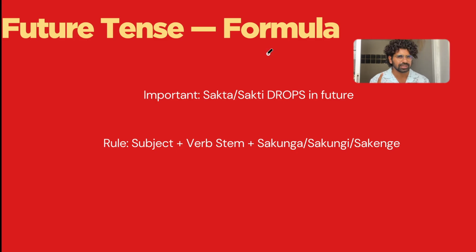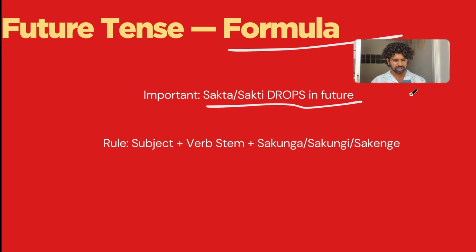Now we have future tense, right? Okay. So we need to know what is the formula for future tense first, right? So let's look at what is the rule and what is the formula. So important that sakta, sakti drops in the future, right? Meaning that you won't have sakta or sakti or sake, right? What you would have is the subject, same thing, verb stem, same thing. Now you have sakunga, sakungi, sakenge, right?